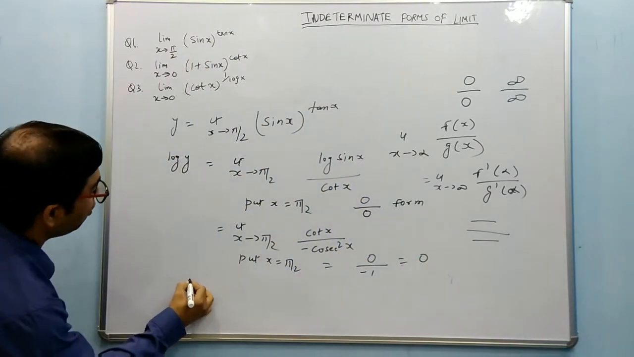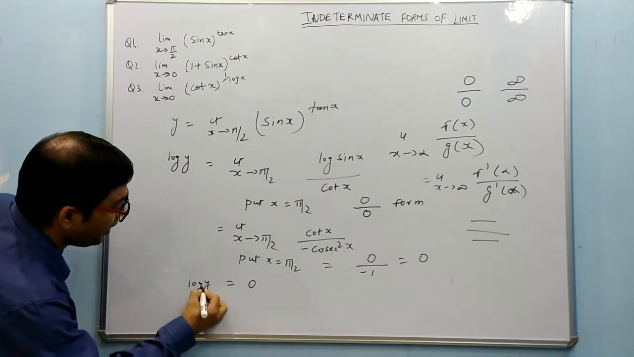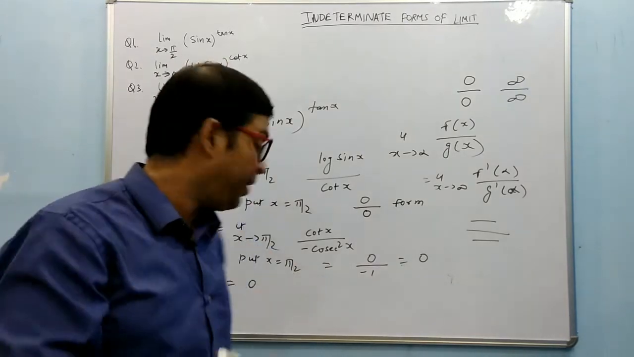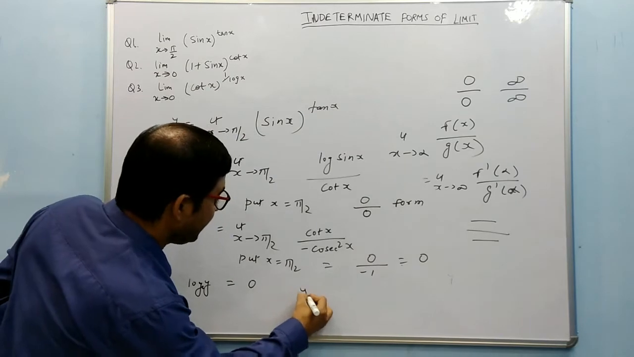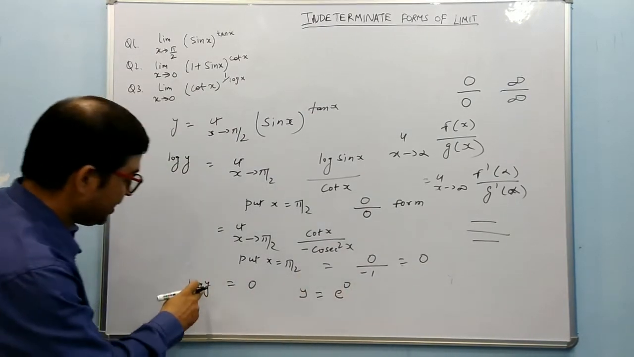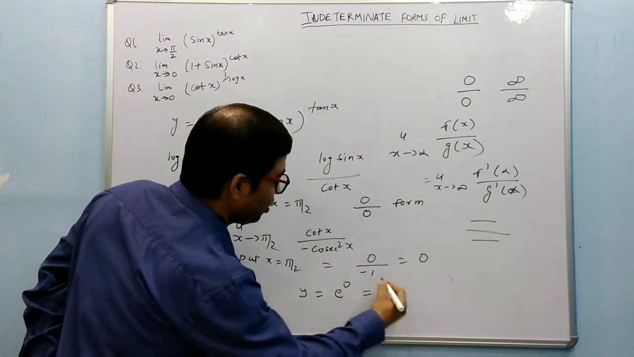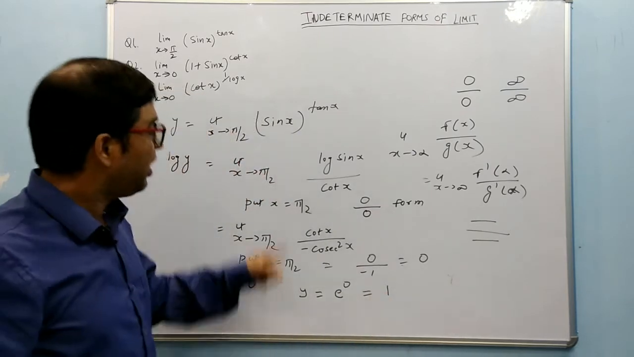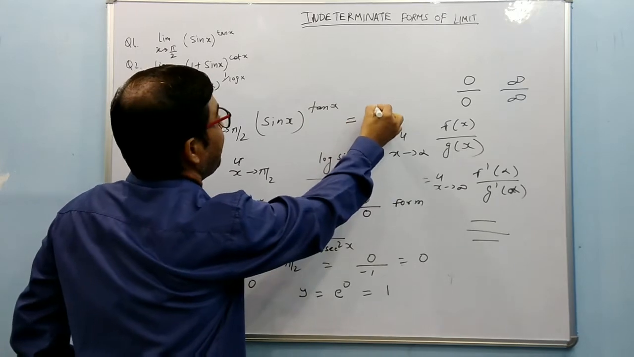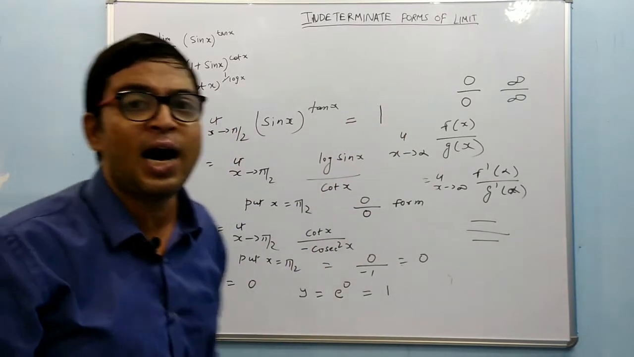So you got log y is equal to 0. What is log? It is ln actually. That means the base is e all the time here. So by the basic definition of log, this is e to the power 0, the base is coming here and that is becoming the power. So something to the power 0 is 1. So the value of this function on taking limit x tends to pi by 2 is coming out to be 1. So 1 is the answer.